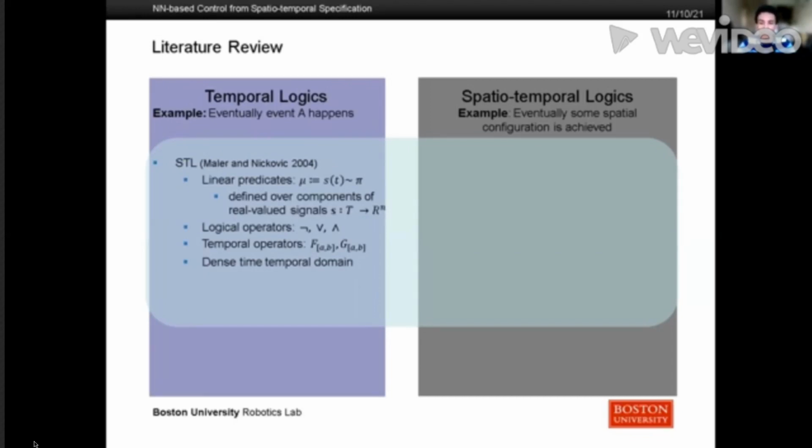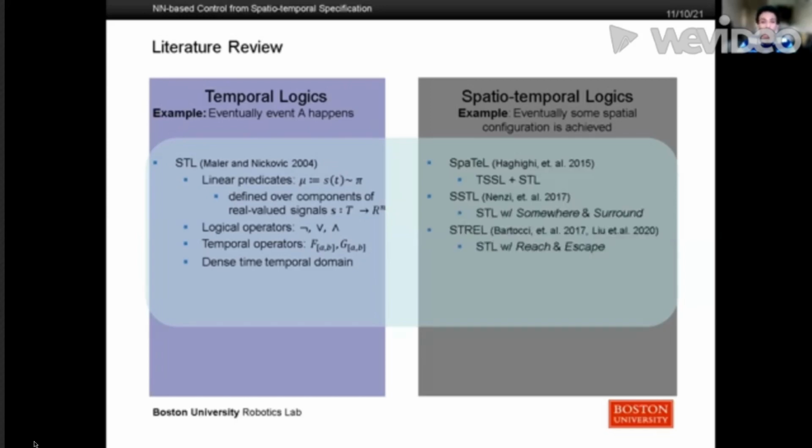Recently, spatio-temporal logics have emerged as a formal way to specify both spatial and temporal requirements for spatially distributed systems. Examples include SpaTeL, SSTL, STREL, SISTL, and others, and the common theme among all of these logics is that they use signal temporal logic to represent the temporal aspect of the system, and they use spatial logic, which captures the spatial aspects of the system. For example, SpaTeL uses STL for the temporal part and a tree superposition spatial logic to specify the spatial aspects of the system, and so on.